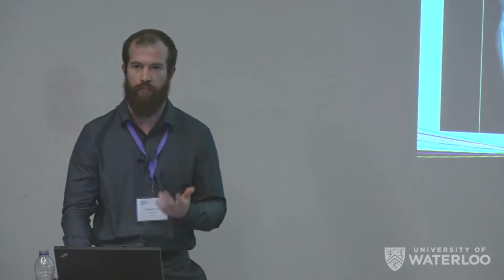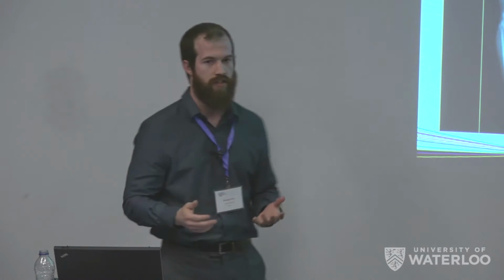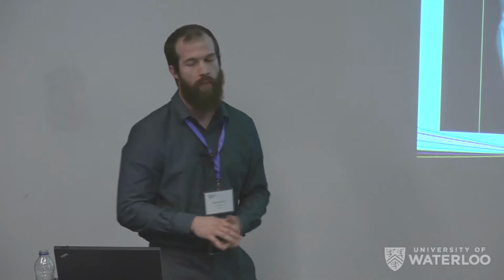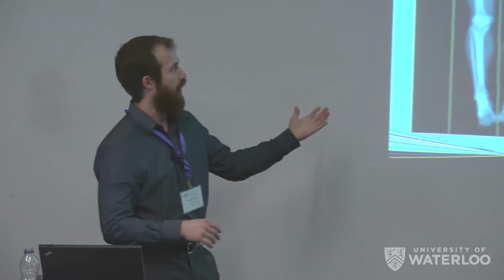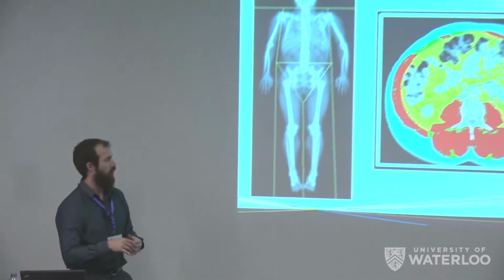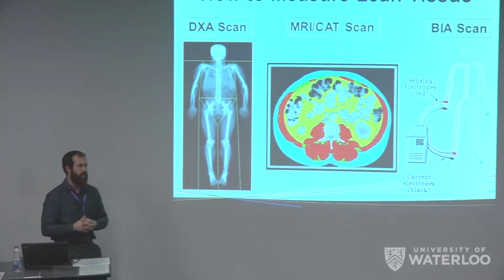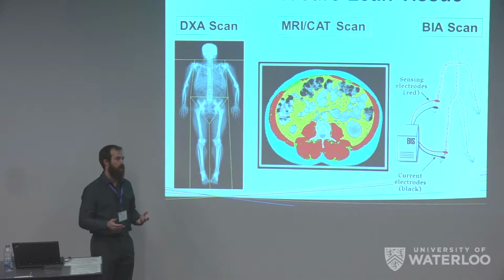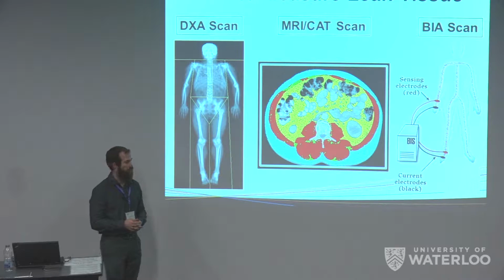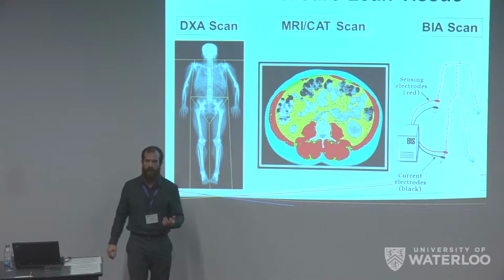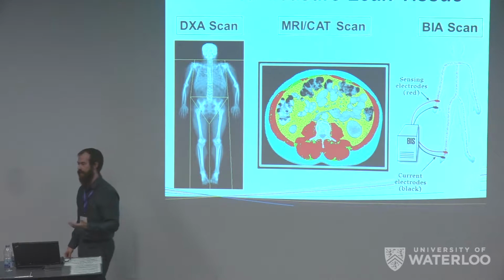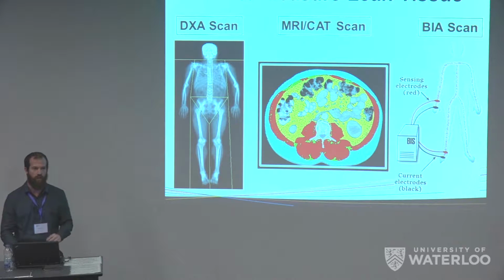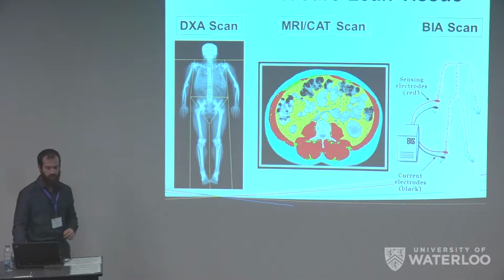And so we have a number of different modalities which we can use to assess our lean tissue mass. Some more common ones being a DEXA scan, in which we use different energy x-rays to assess these tissues. A CAT scan or an MRI, which we can take abdominal images, and they relate very well to whole body measures of lean tissue mass, as well as something known as a bioelectrical impedance analysis, which basically uses an alternating current to assess these tissues.